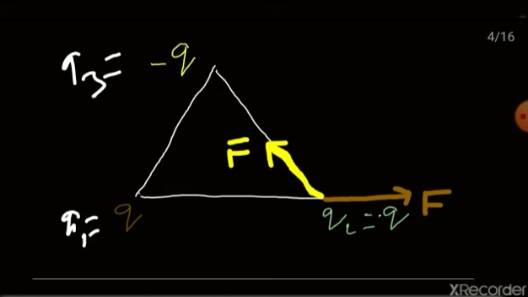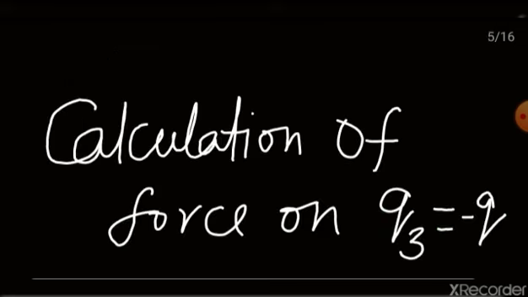Again, the case is the same as that of Q1. The angle between both of them will be 120 degrees. So the whole calculation for Q2 will be the same as that of Q1. Okay, so you can do it by yourself. Now coming to the third charge, that is Q3.